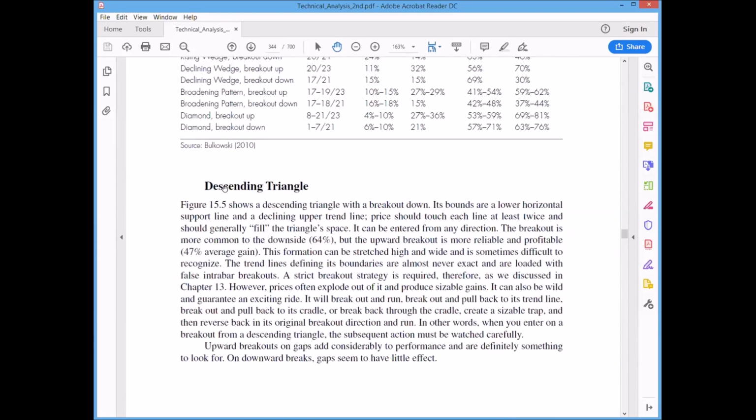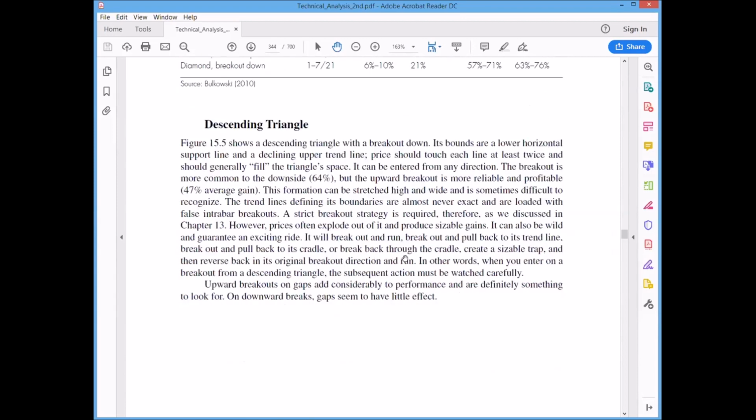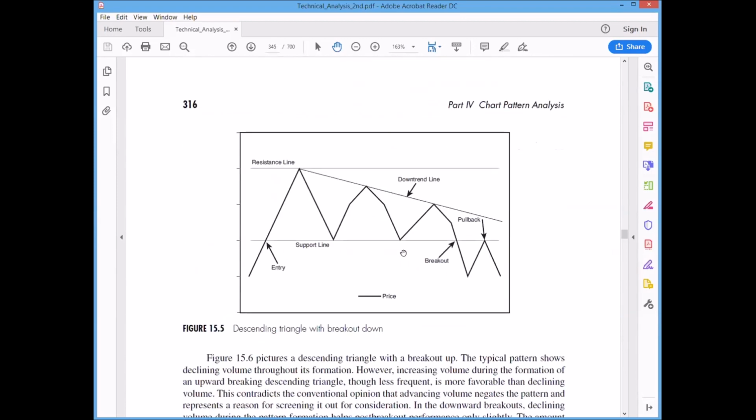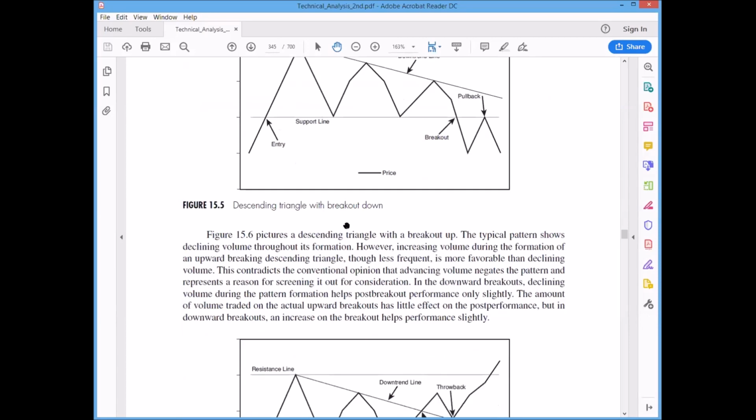Okay, so I want to talk about a descending triangle first. A descending triangle with a breakout down. So here's a descending triangle with a breakout down. We entered from the bottom. We met resistance. Support is flat across the board. The highs get lower, forming a downtrend line. And finally, the support breaks down with a breakout, a hook or a pullback, and then the go. So that's a descending triangle.